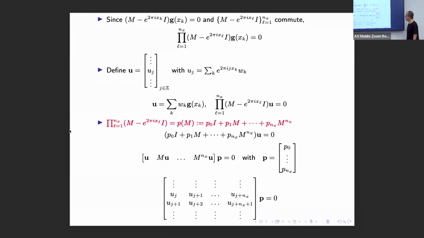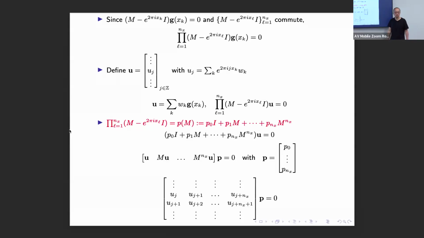Now, we know what U is. It's the data that's given to us. We know what M is. M is just a shifting matrix. So the next vector is just shifting everything by one slot. And if you keep shifting a couple of times, you get this matrix. And this matrix has a name.